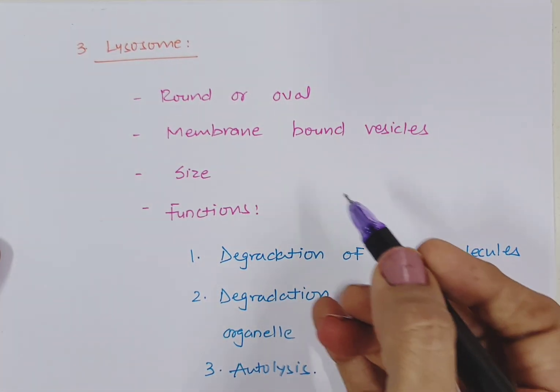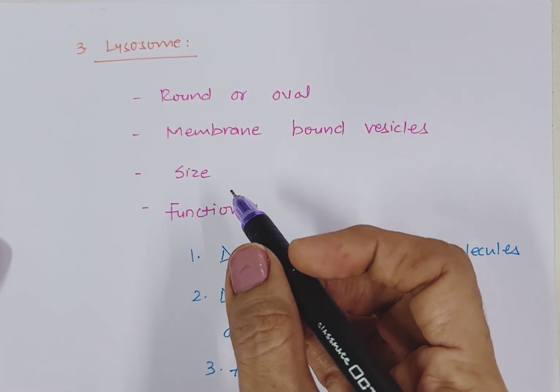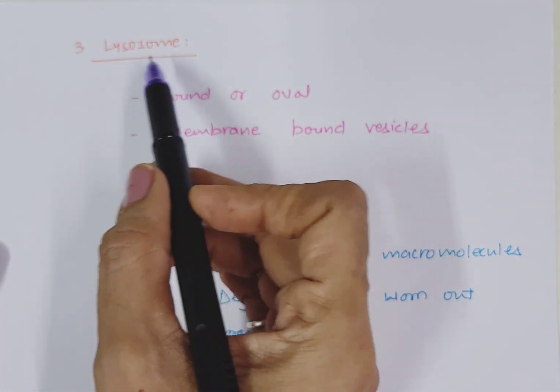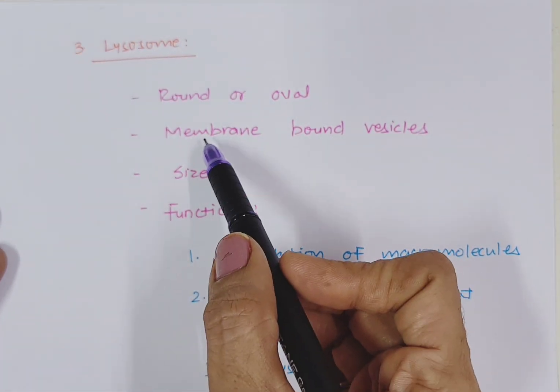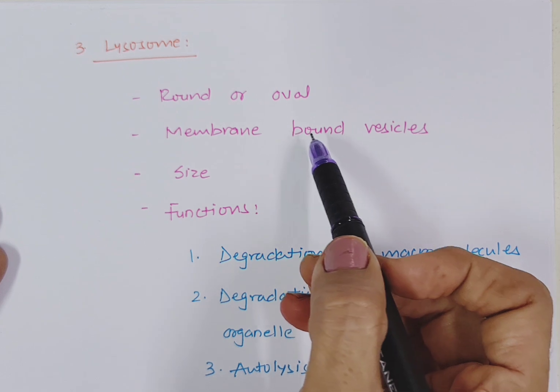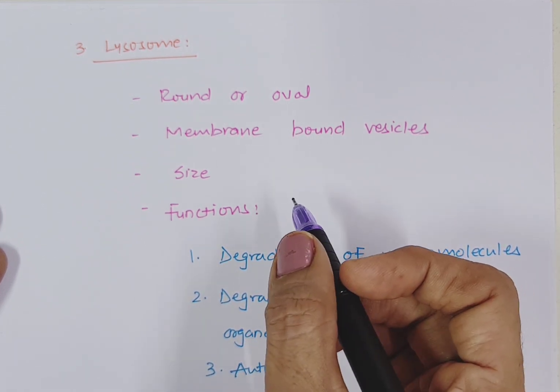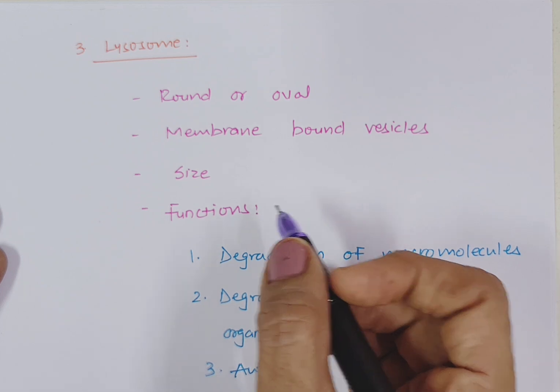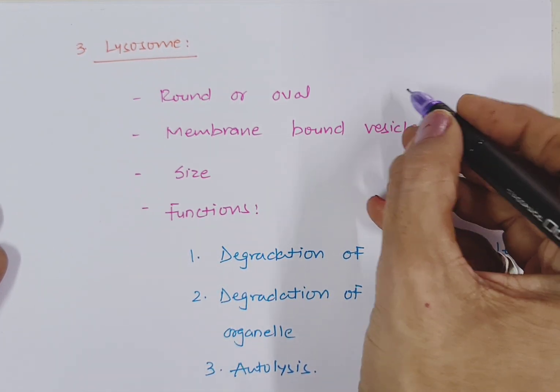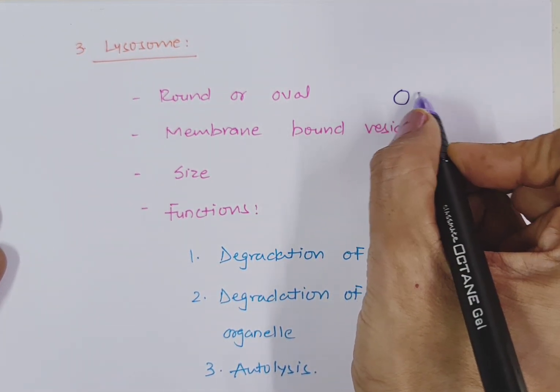Now, let us continue our discussion regarding cell physiology. The next organelle we will discuss is the lysosome. A lysosome is either a round or oval membrane-bound vesicle. They are produced from the Golgi apparatus and dispersed throughout the cytoplasm. They are present throughout the cytoplasm, like membrane-bound vesicles.